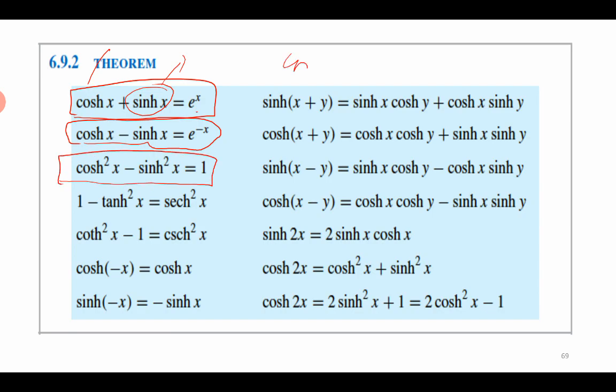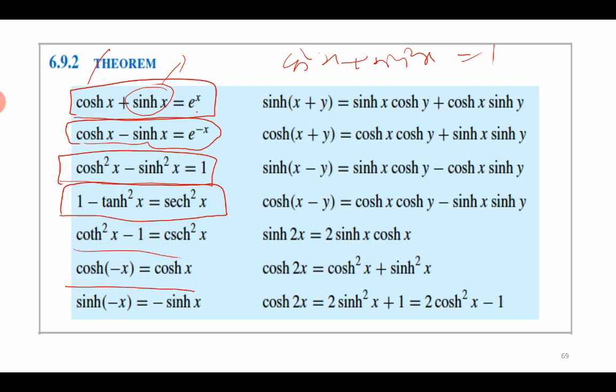We know cosine square x plus sine square x is equal to 1, but here it is cosine hyperbolic square x minus sine hyperbolic square x is equal to 1. Similarly, 1 minus tan hyperbolic square is equal to secant hyperbolic square x.